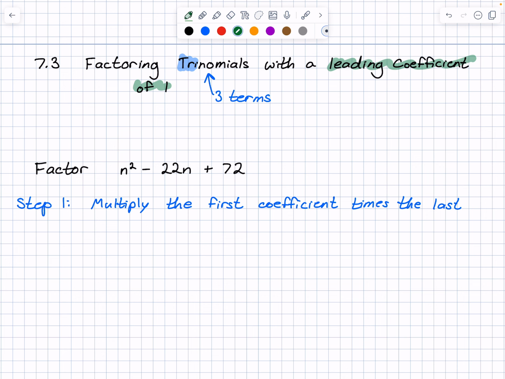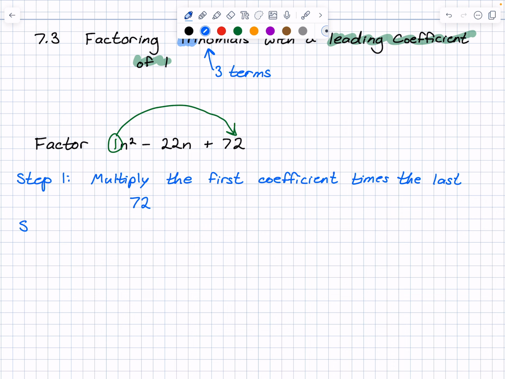Let me show you what I mean. There's an invisible 1 here. We're going to multiply this guy times this guy. But 1 times 72 is just 72. So the result of step 1 is just going to be that last number. Whatever the last number is, you're just going to multiply by 1. But one more time, you multiply the first coefficient times the last. Sometimes the first coefficient is 1, in which case it won't change anything. But we still want to do these steps because they'll be more relevant later.